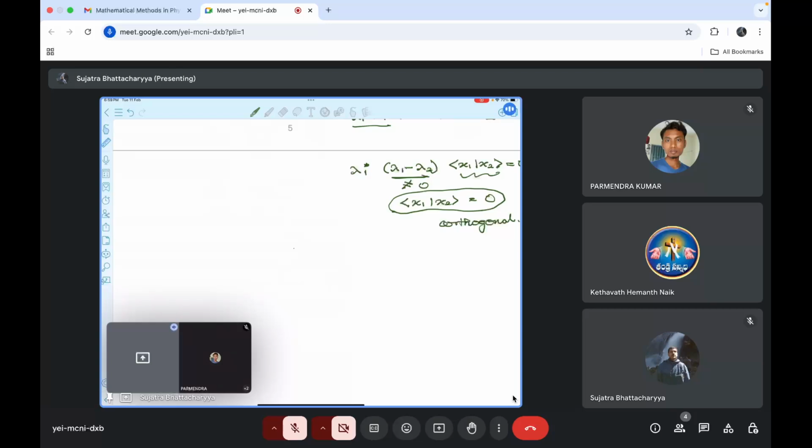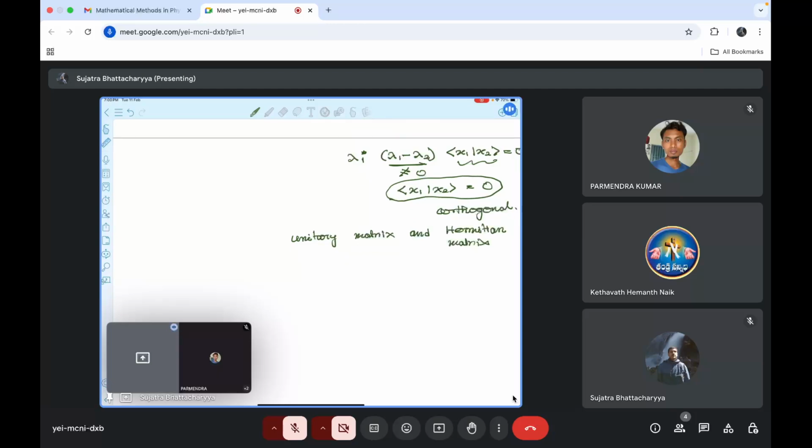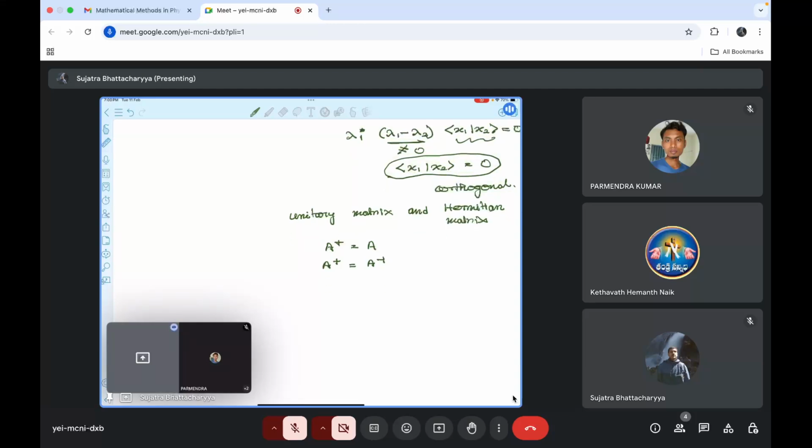Now let us see how a unitary matrix and a Hermitian matrix are related. I think one question is there in the assignment. In one case, we have seen that A dagger is equal to A, which is the Hermitian. In the other case, we have seen that A dagger is equal to A inverse. These are the two things we have seen. So what are we essentially meaning? We are meaning that A is equal to A inverse, meaning the matrix is its own inverse. That is an important part we are getting here.